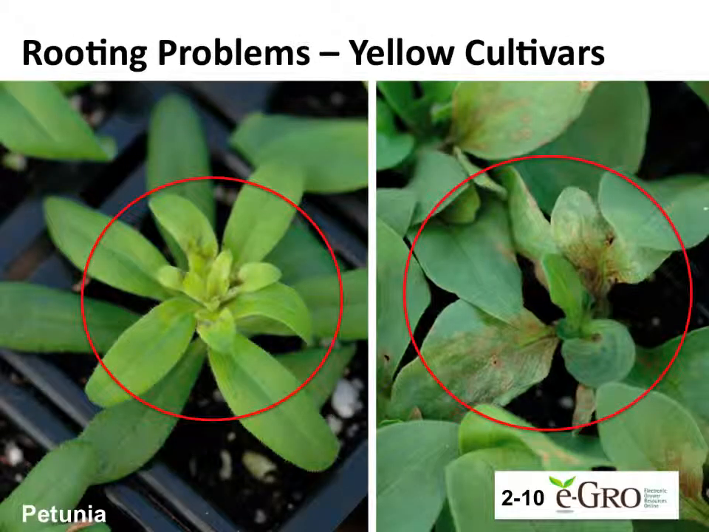For a number of years we've been talking about problems we're seeing specifically with yellow cultivars of petunias in propagation, where they might develop roots, but the top growth is either yellow or necrotic, as you see there. Roberto Lopez and crew at Purdue wrote e-GRO Alert 210 that covered this in great detail, so I'd highly recommend that you download that.